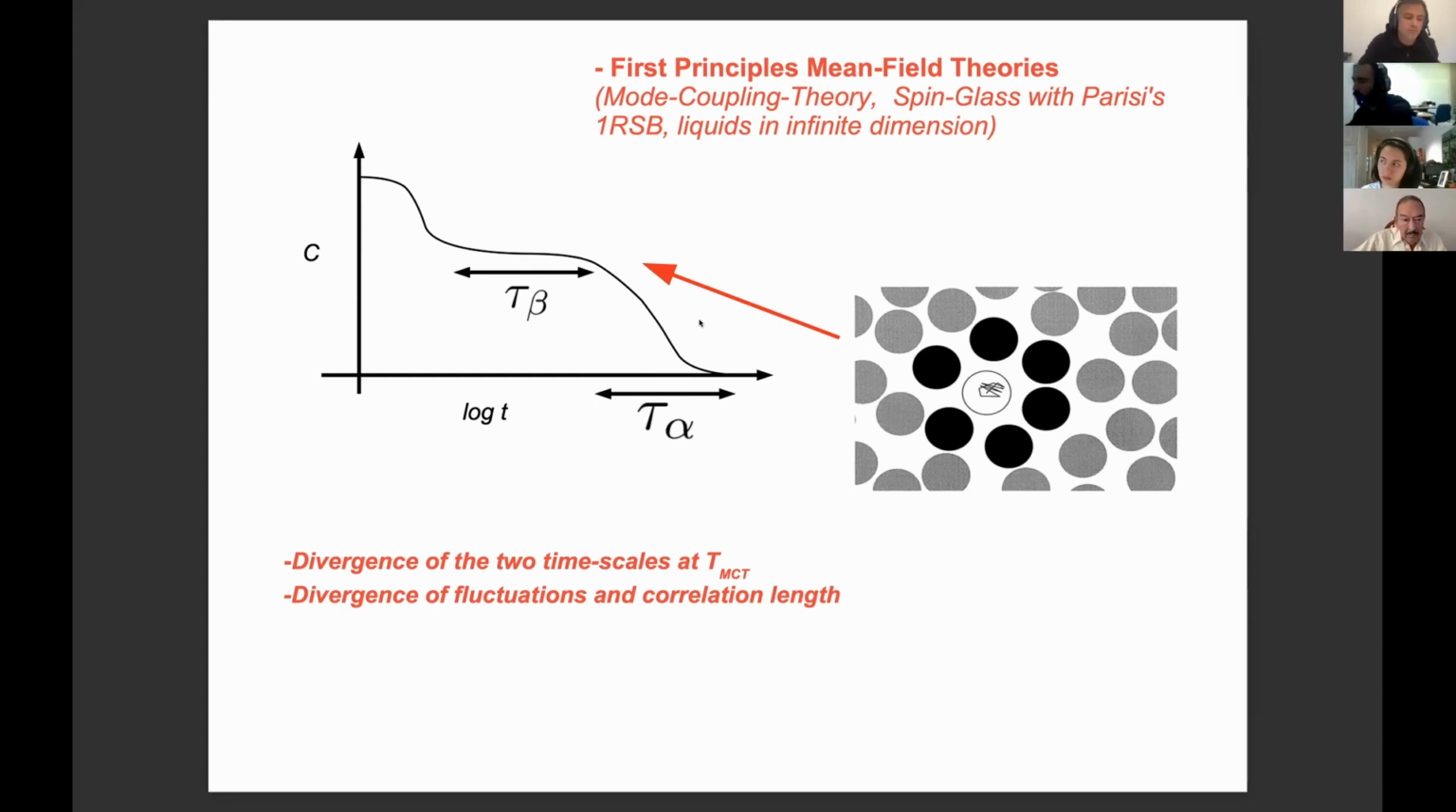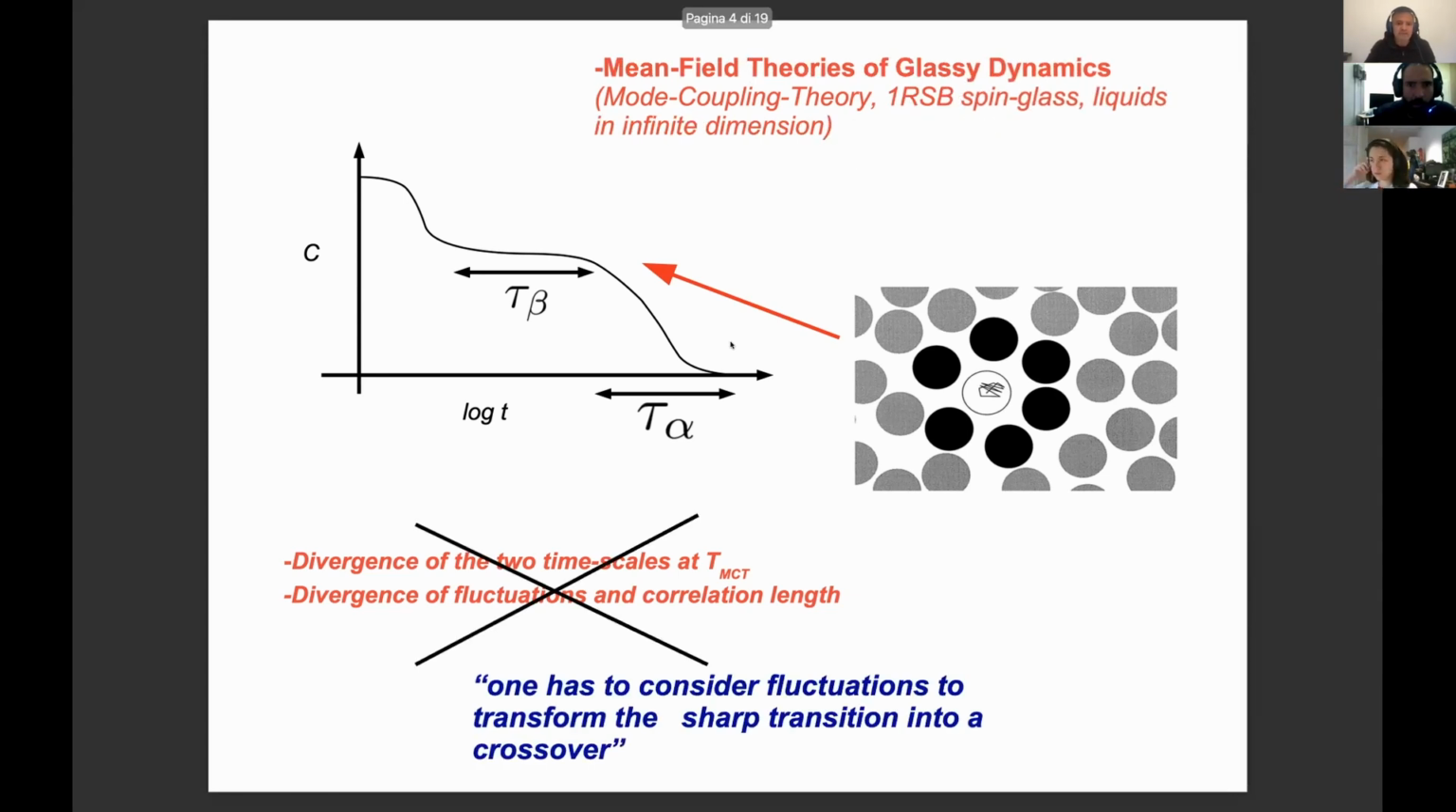So I will be mainly concerned about how to remove this transition and see that it becomes an avoided transition, so that we can extend the predictions and the picture that we have from this theory, which is so nice in many respects, below T_MCT. And the idea is that, in order to remove the transition, one has to consider fluctuations that transform the sharp transition into a crossover.